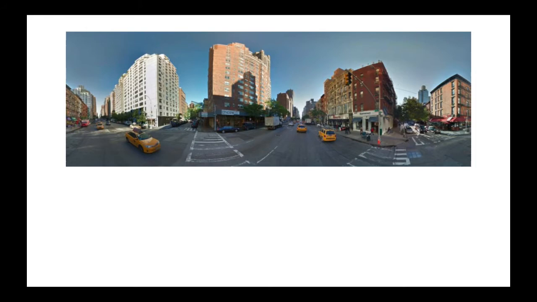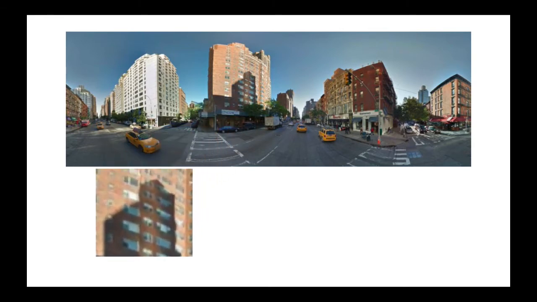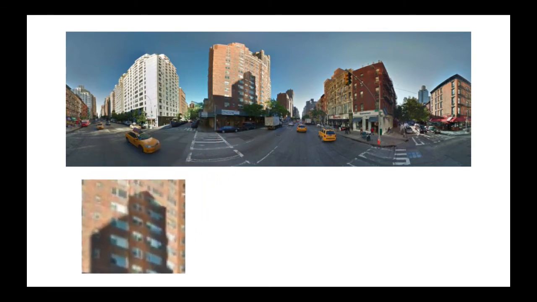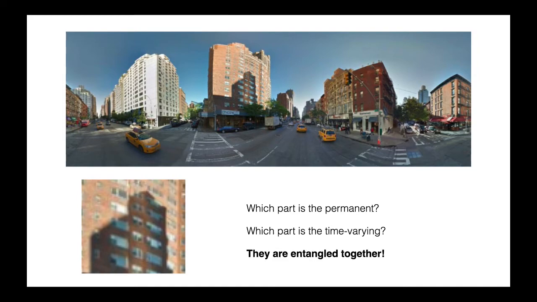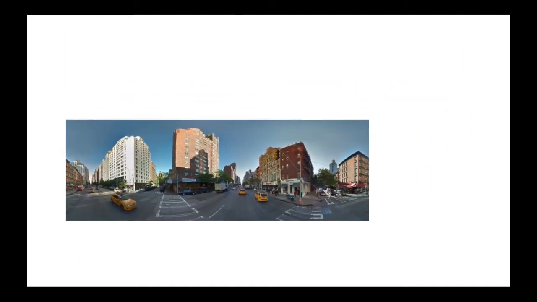But how do we learn this disentanglement? In a given image, we don't know what is permanent and what is changing. For example, let's focus on this patch. The appearance of this patch is partly the result of permanent texture of the building, and partly a result of the shadow caused by the sun. But they are all intermingled together, so separating them is a hard problem.